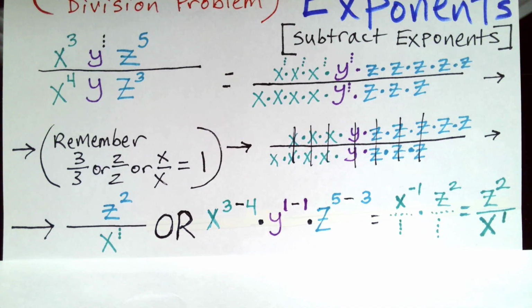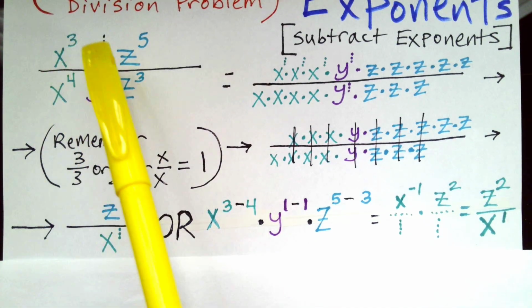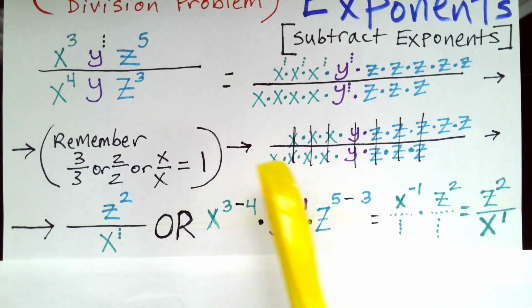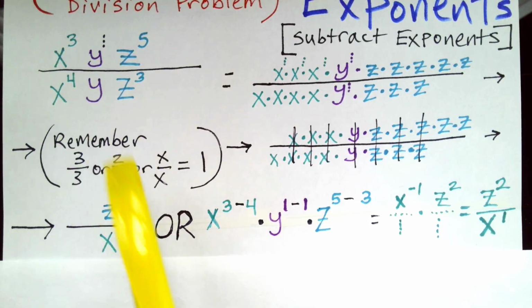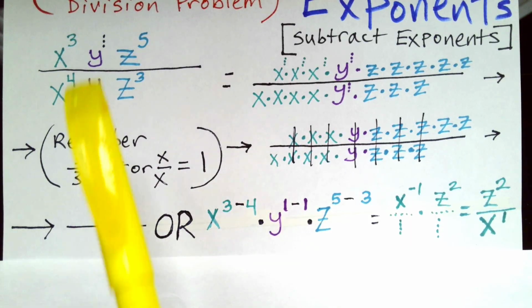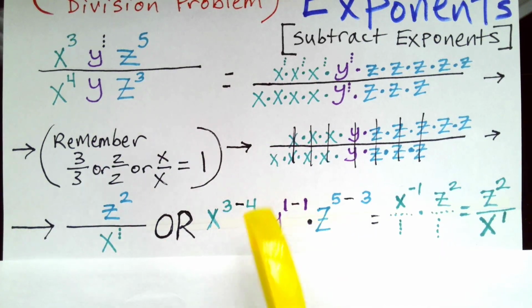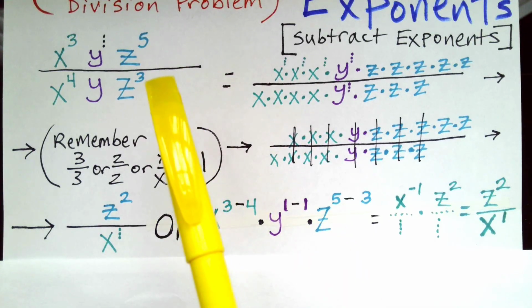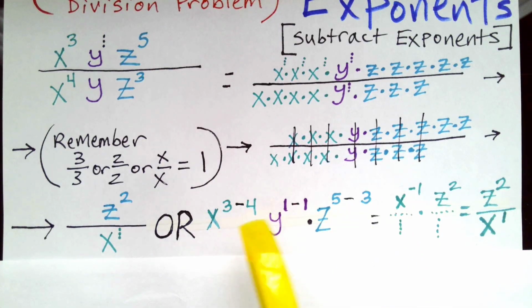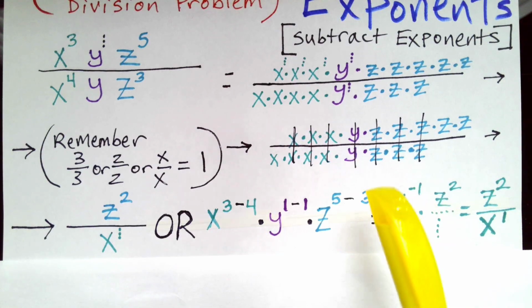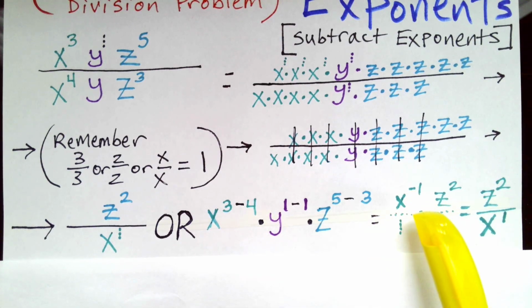Now, if you already understand the rule, 3 minus 4, then I'm showing you that here. This is the rule. You subtract when you divide with exponents. So 3 minus 4, or y to the 1 minus y to the 1. And all these, of course, are being multiplied. And then you have z to the fifth minus z to the third power. So what's 3 minus 4? That's a negative 1 over x to the negative 1 over an invisible 1. I'm going to show you in a moment how to turn that negative 1 into a positive.